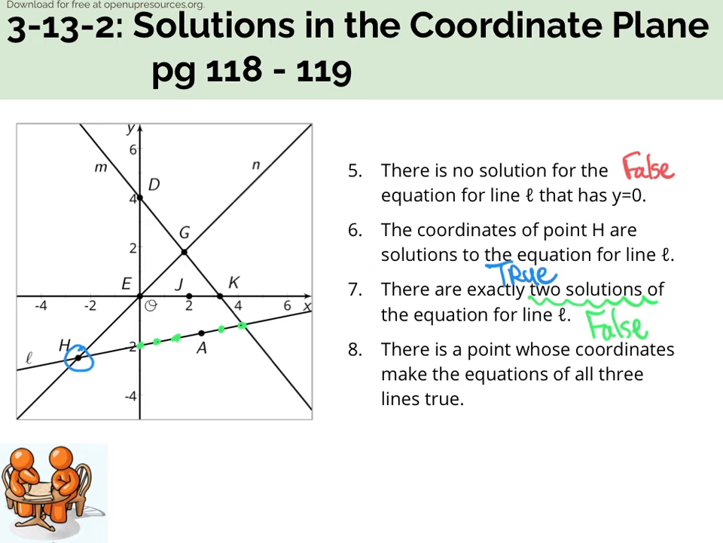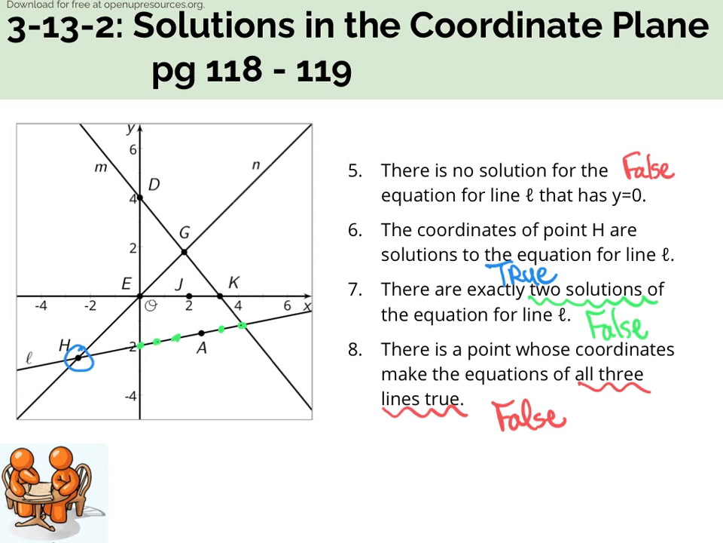All right, let's look at number 8. There is a point whose coordinates make the equations of all 3 lines true. So all 3 lines true. Go ahead and answer that question and then come back. So the answer to this question is false.